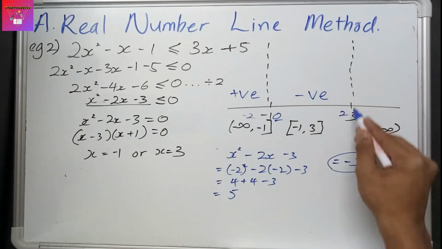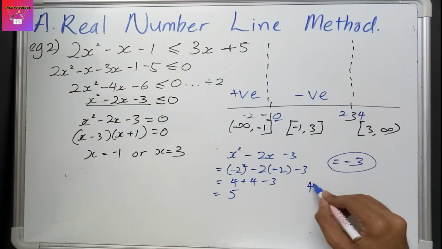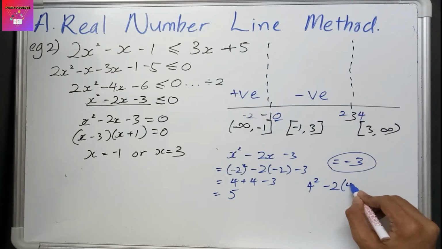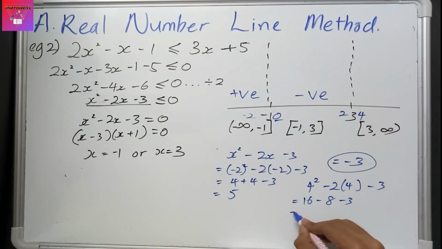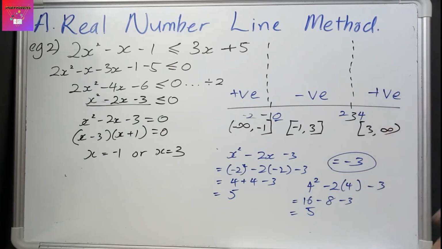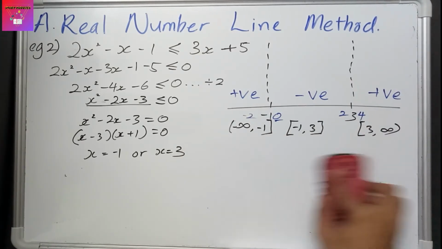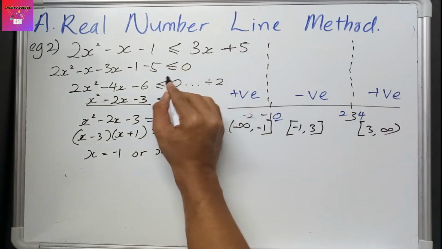And for the third part, I'm going to take the number 4. Once I substitute inside this equation, 4 squared minus 2 times 4 minus 3, it's going to be 16 minus 8 minus 3, which is going to give a 5 again. When I get 5, it's a positive value, and therefore this part is also a positive part. So once I've identified the positive and negative intervals, what I would do, as I said before, is look into this part.